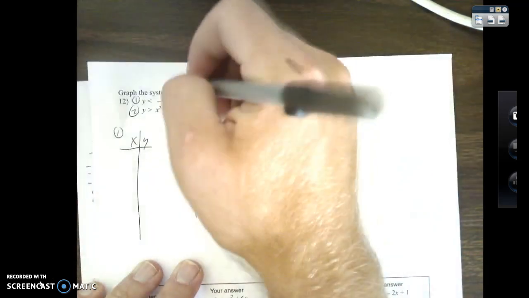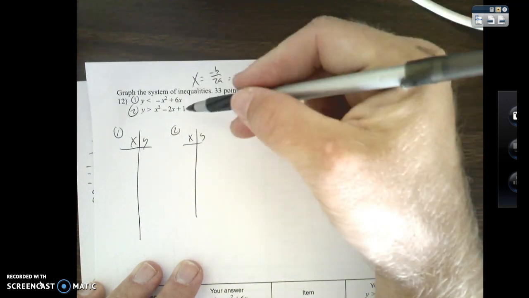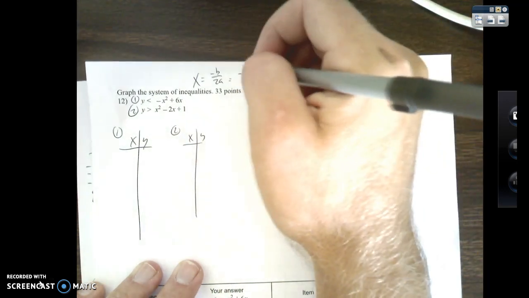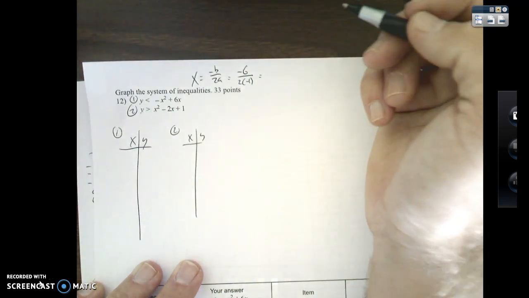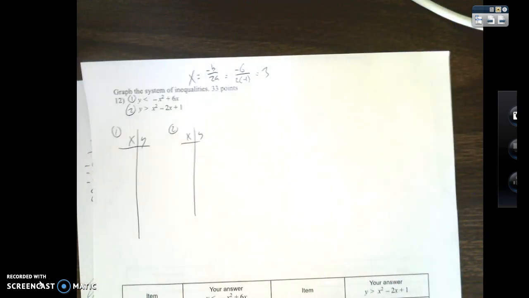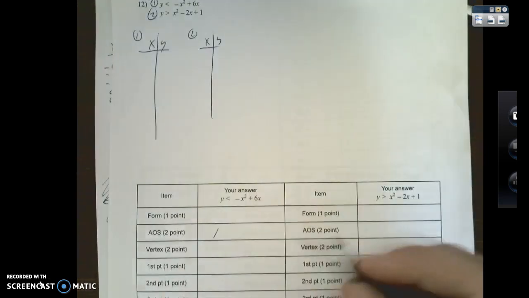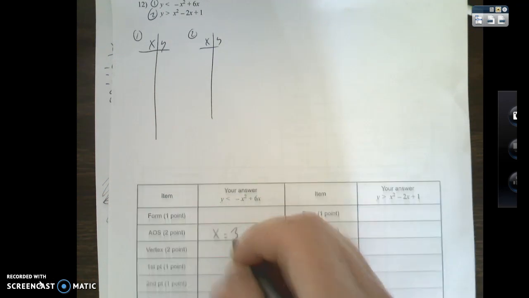Now we still have to remember negative b over 2a. All right. So for my first one, my top one, negative b would be negative 6 over 2 times negative 1. Negative 6 divided by negative 2 is 3. So that's my AOS for the first one. X equals positive 3.